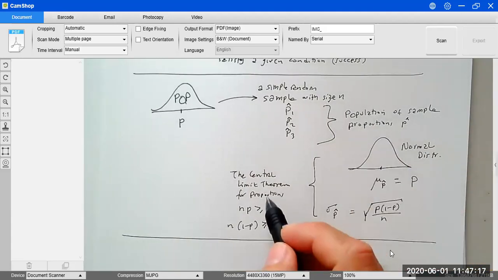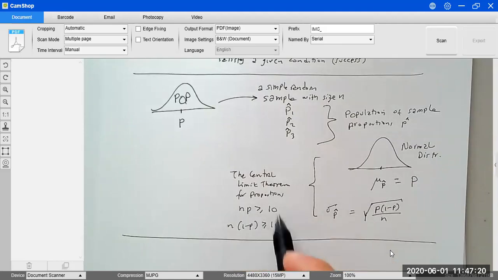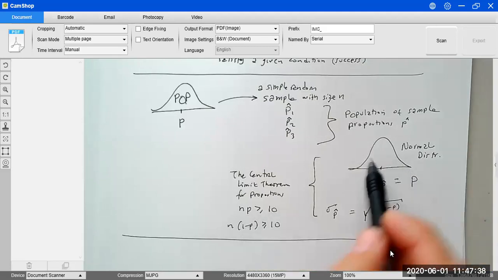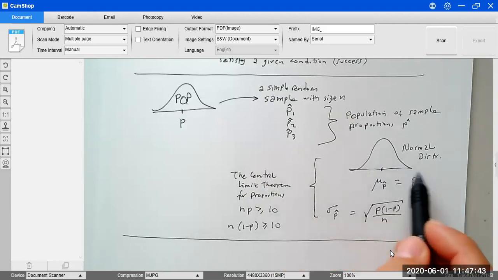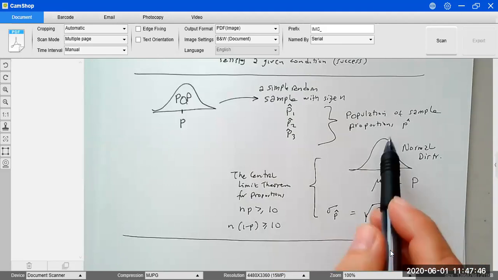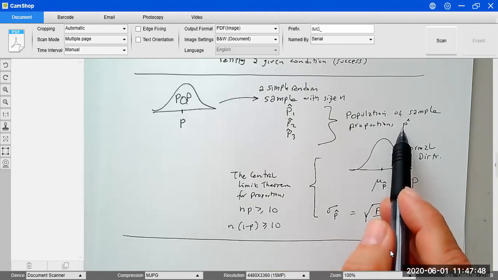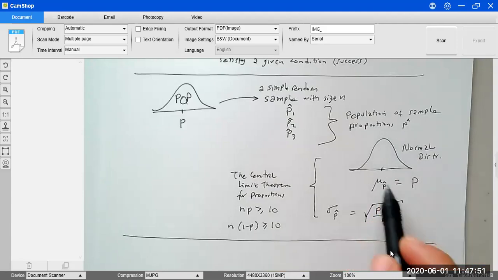So the central limit theorem says that if you satisfy these two conditions, this is equivalent to the other condition that we have, n greater than 30, when we were working with population of means. Now we're working with population of proportions, so the conditions are slightly different. So np greater than 10 and n times 1 minus p greater than 10. According to this central limit theorem, once you satisfy these conditions, you can use the normal distribution to compute probabilities related to that sample proportion p hat.